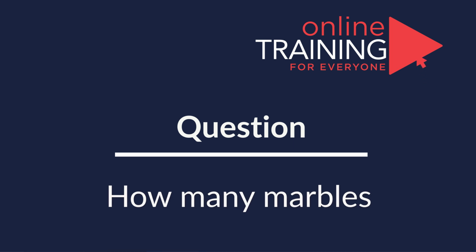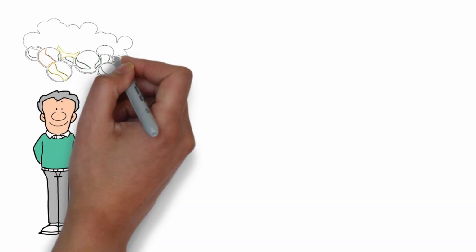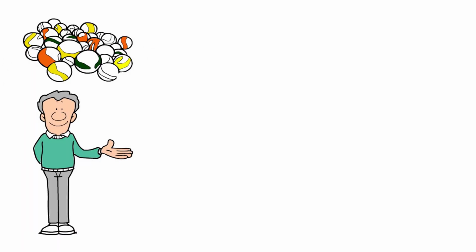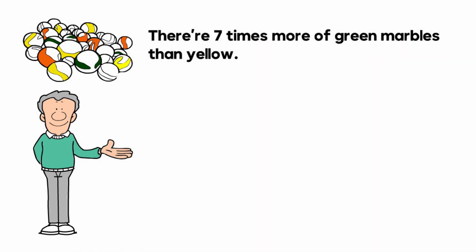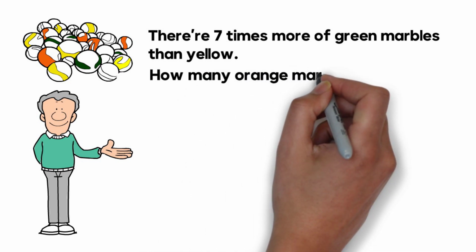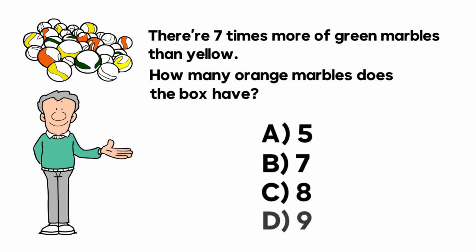Here's the cool problem, which is easy to understand but might be a little tricky to solve. The box has 15 marbles of green, yellow, and orange colors. There are 7 times more of green marbles than yellow. How many orange marbles does the box have? You have 4 different choices.